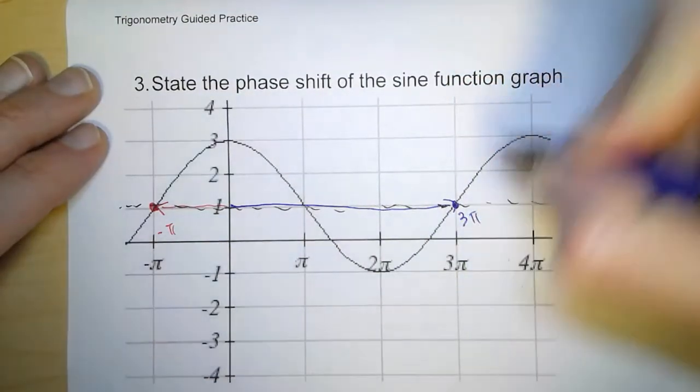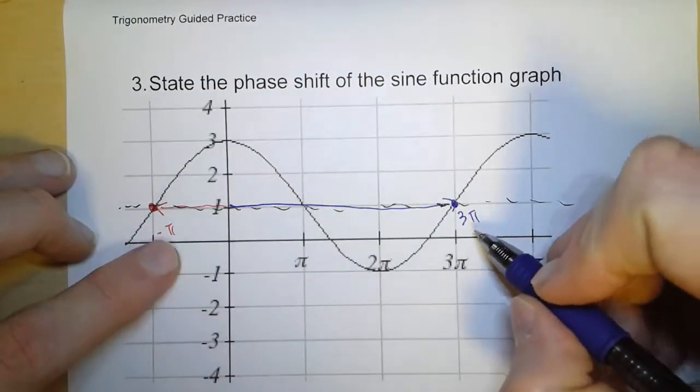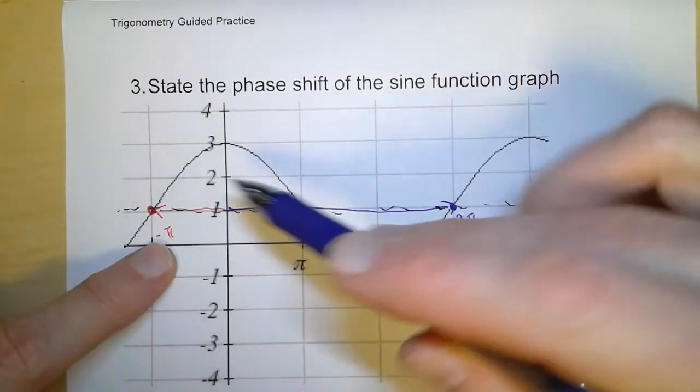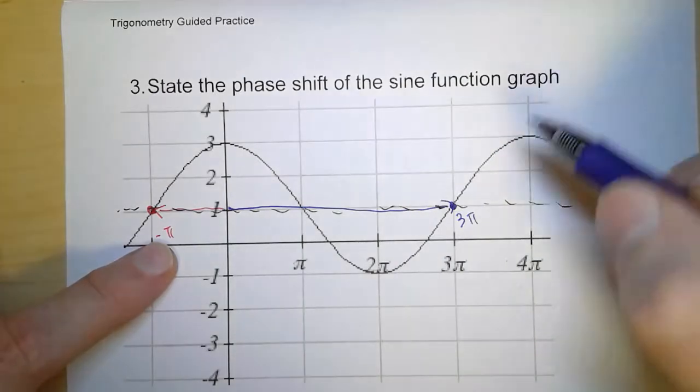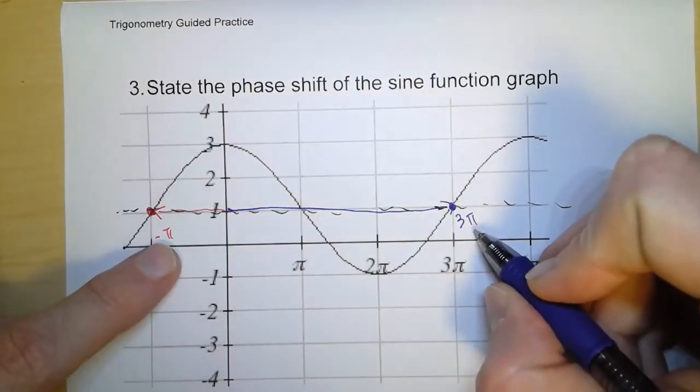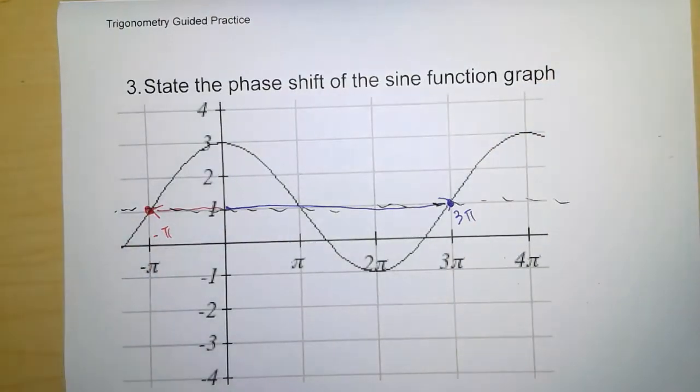And so our phase shifts could either be -pi, it's negative because it's moving to the left, or +3pi because it got moved to the right. And because these are 4pi apart, that's how long the period length of this graph is.